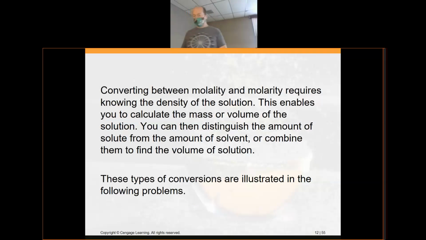These are much more difficult, and these are when you are converting your molality to molarity or molarity to molality. In order to do this, you need another number, and that number is the density of the solution. Again, with density, we did it in experiment 1 in the lab. Density is equal to mass over volume.